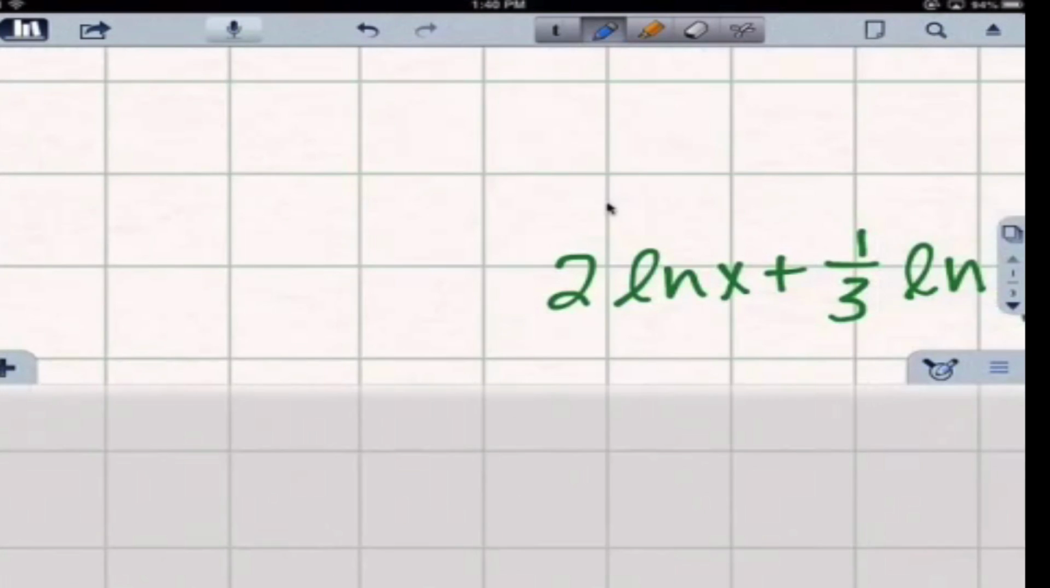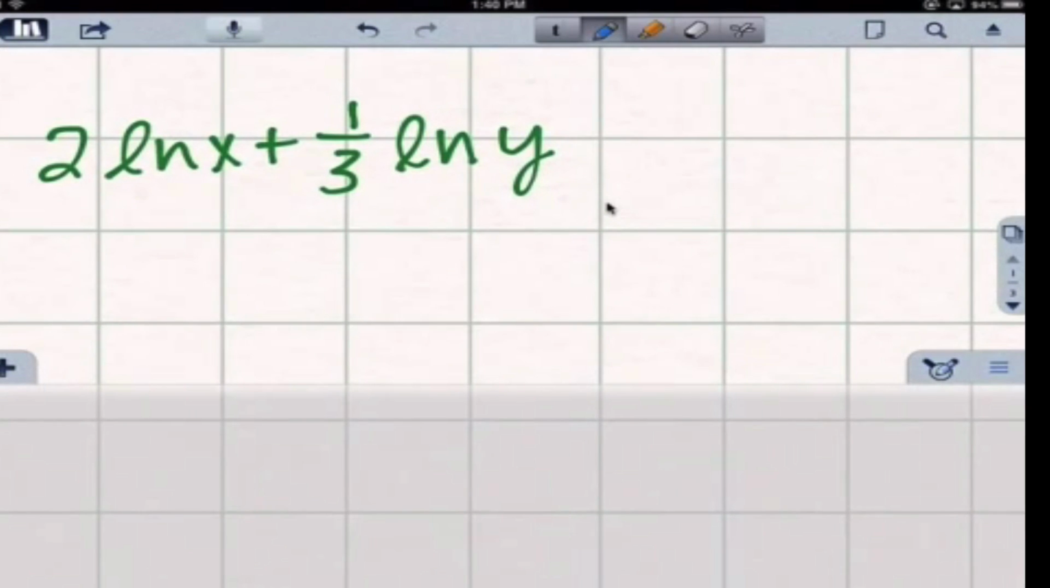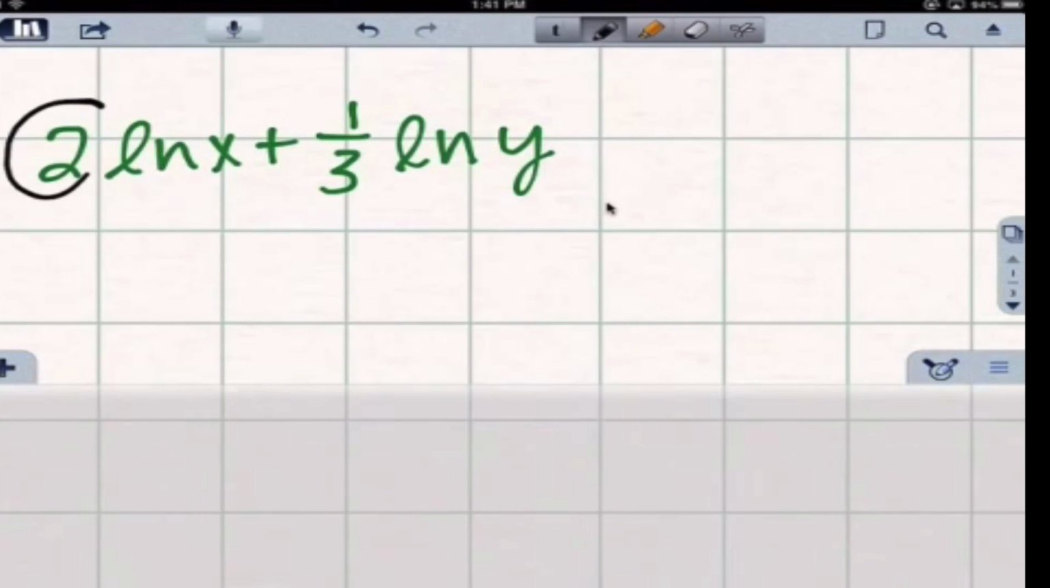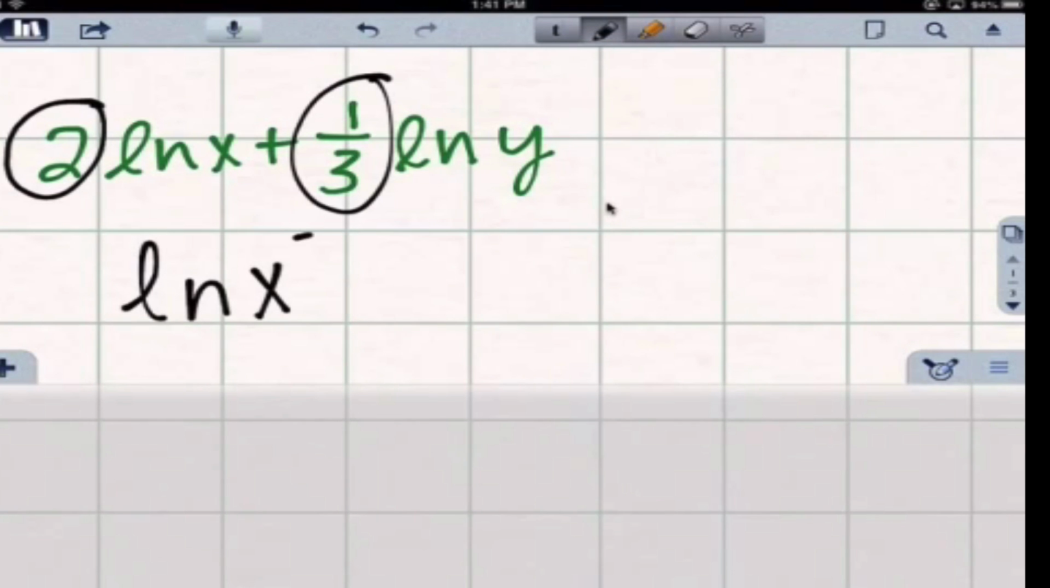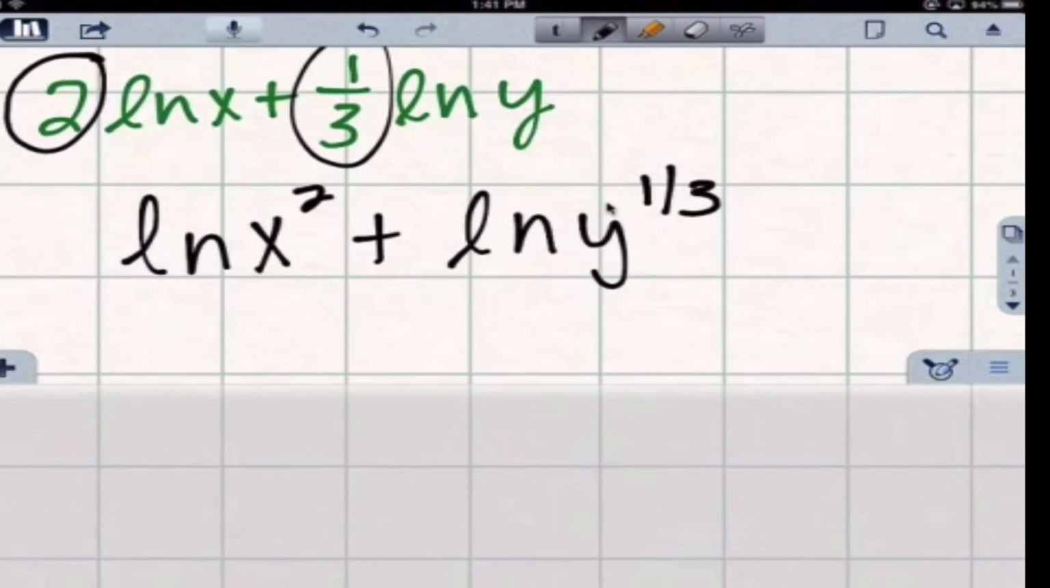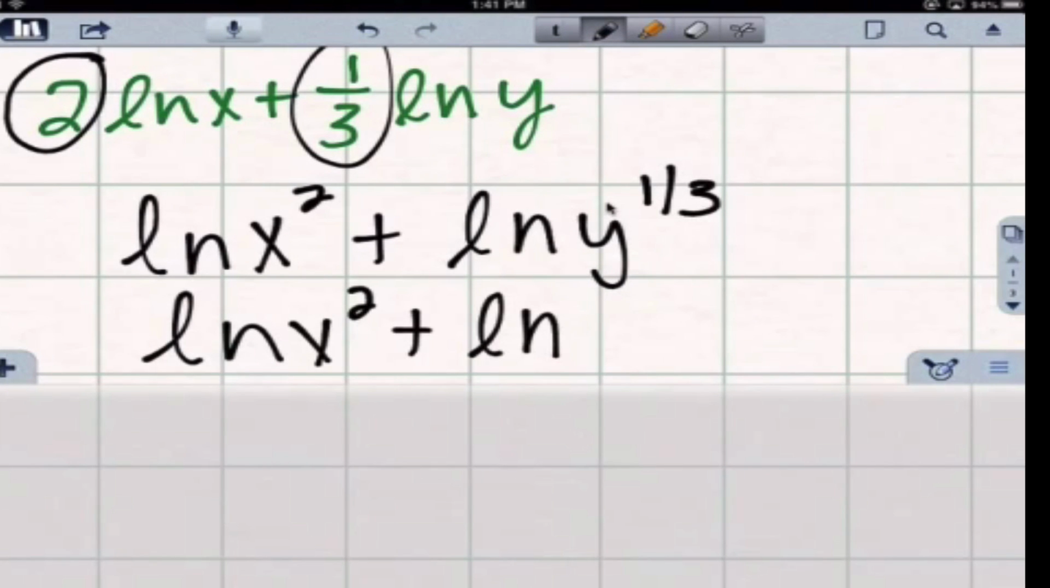If we're condensing, okay, that is when we are taking multiple logarithms and turning them into a single logarithm. So we actually work backwards. This time I look for coefficients first, and I make those into exponents. Now something like y to the 1/3 is kind of strange. In fact, we've learned fractional exponents are actually radicals.